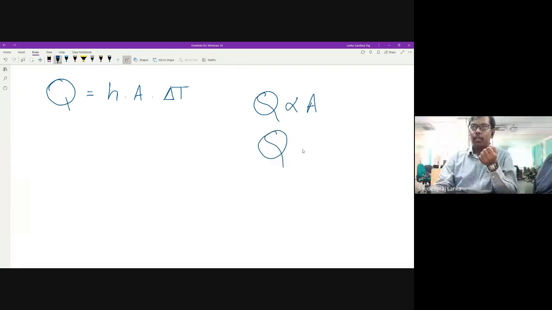And Q is also proportional to delta T. When I say delta T here, if I have a saucer in my hand, there is a fluid with a larger delta T. That means the fluid is at a fixed temperature of, let us say, 50 degrees centigrade, and the atmosphere is at 25 degrees centigrade. That is one case. Let us take two cases here.